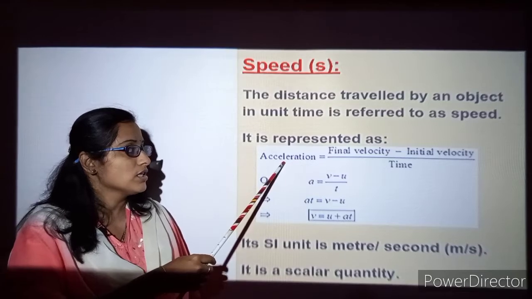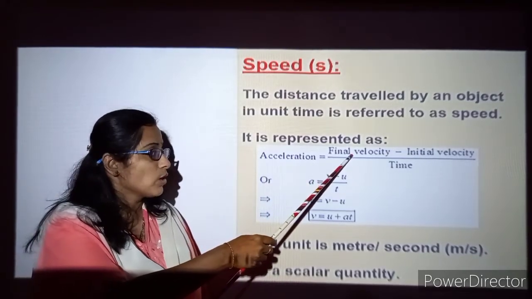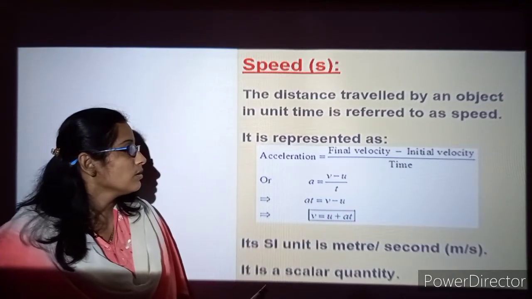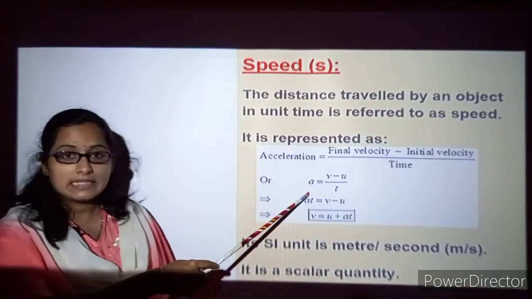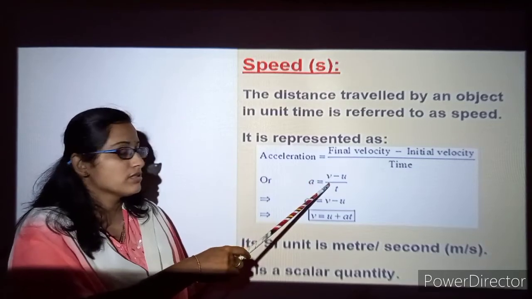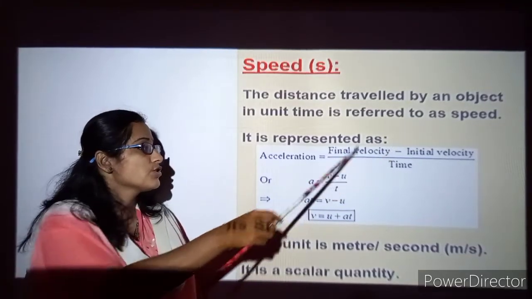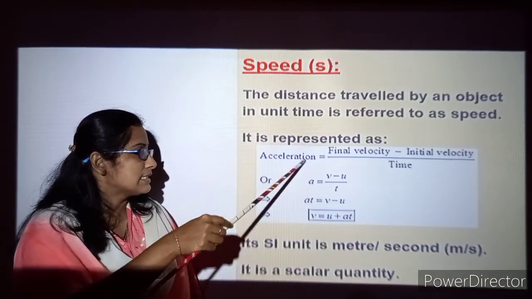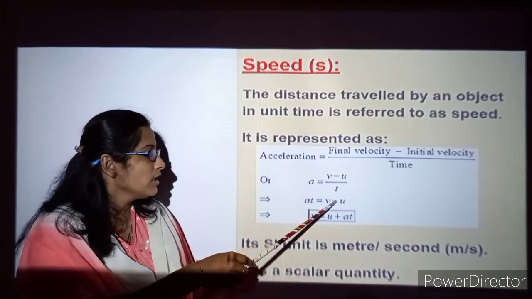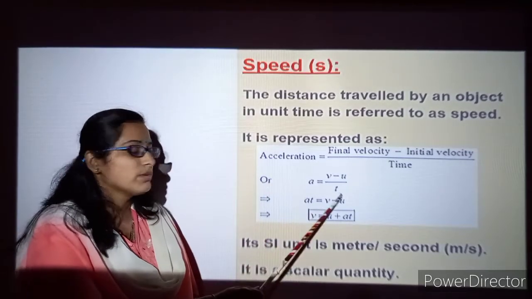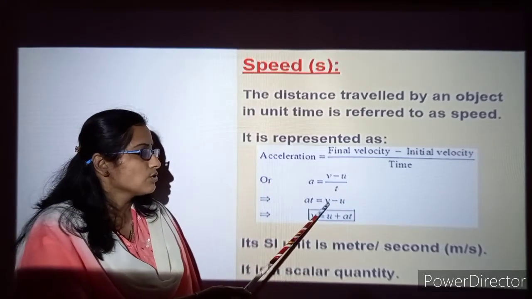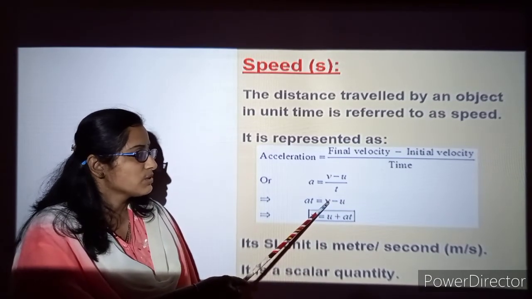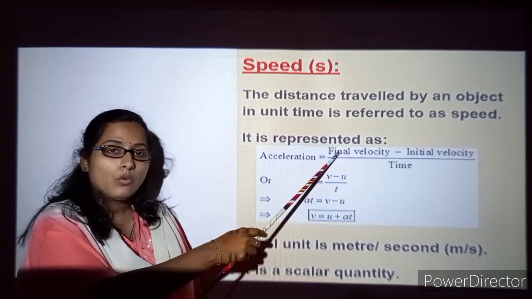So acceleration is equal to final velocity minus initial velocity divided by time. Acceleration is represented as a, final velocity is represented as v, initial velocity by u and time t. So you can substitute here: a is equal to v minus u by t. So here you cross multiply. So at is equal to v minus u. So what will be v then? So what is v here? v is the final velocity.